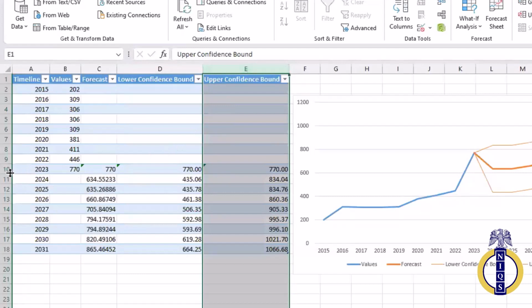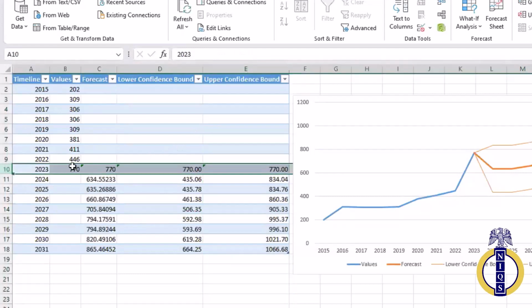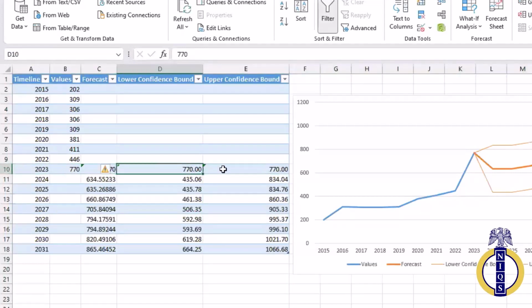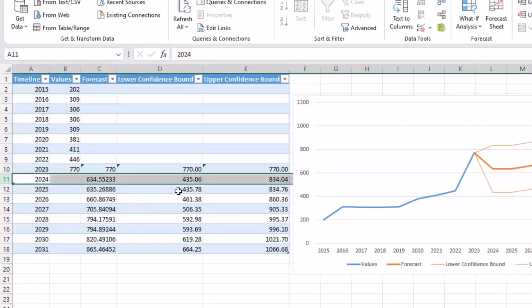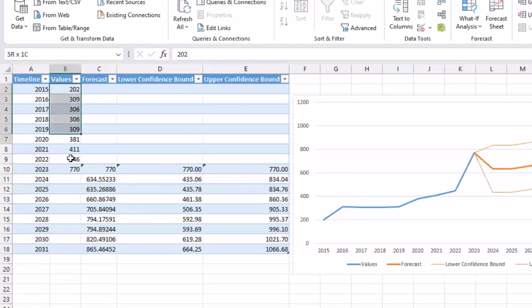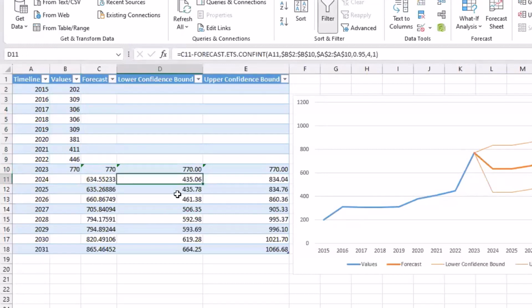Now, for the year that we have, we know we have this figure already, 2023. We have 770, 770, 770. But by 2024, the lowest confidence rate that we have means that if for any reason, based on the trends that we have here, this data is to fall, it will not fall below 435 naira per dollar. And if for any reason, based on the trend of analysis, it rises, it will not go above 834 naira 04 kobo.